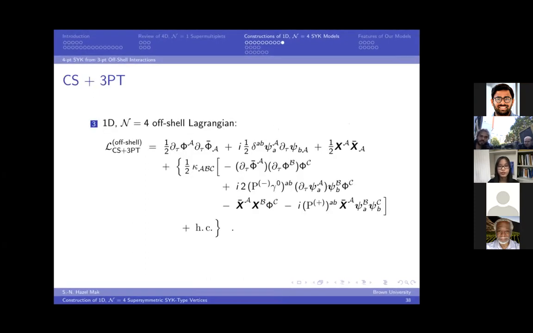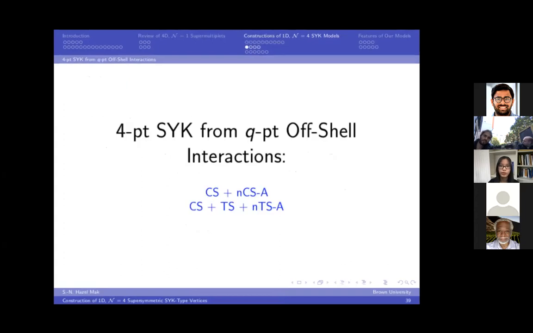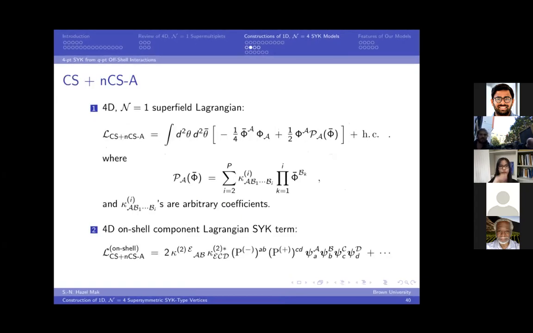So this is the first model that we construct, the simplest one. The second one, we can construct from Q-point superfield interactions. We can construct 4-point SYK models, by 4-point I mean when you go onshore. So the first model from here, we also construct it entirely from chiral superfields.